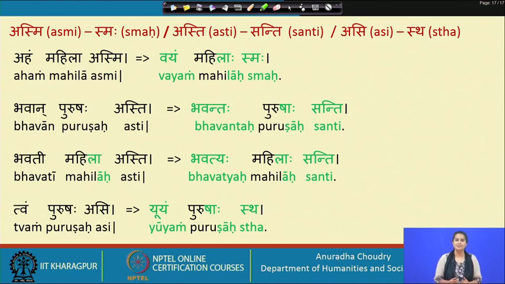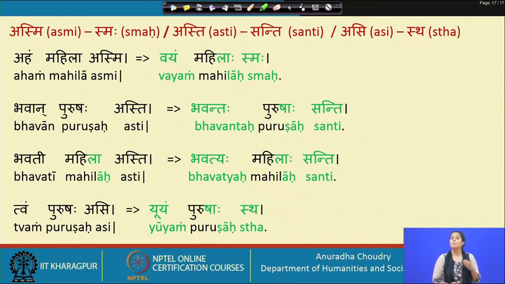Now let's look at the second person formal. So bhavan purushaha asti, bhavantaha purushaha santi, uttamam. Bhavan chhatraha asti will become bhavantaha chhatraha santi, uttamam. Now let's look at the feminine.